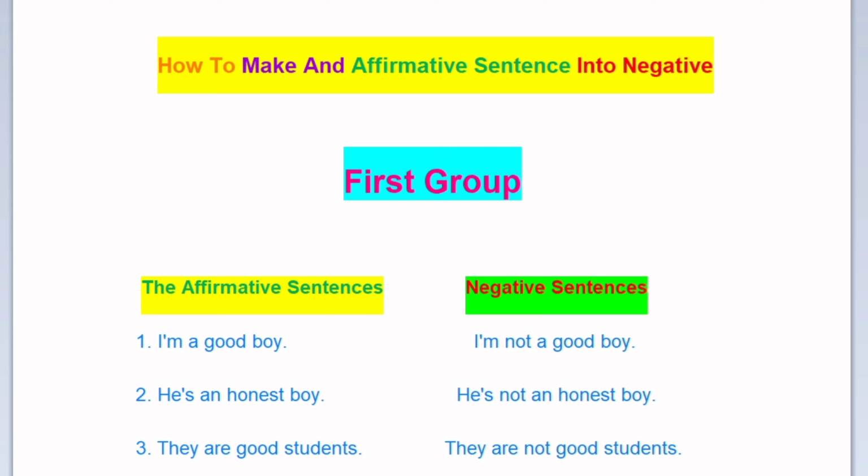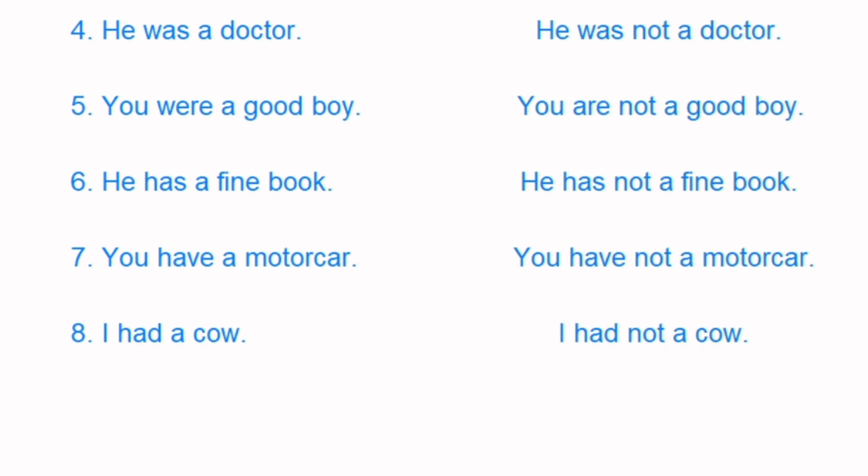He is an honest boy. He is not an honest boy. They are good students. They are not good students. He was a doctor. He was not a doctor. You were a good boy. You were not a good boy.